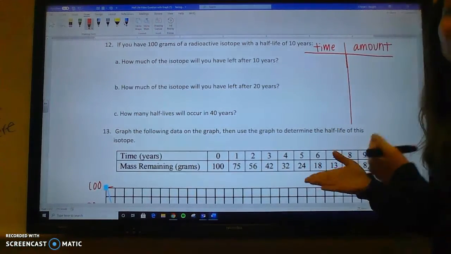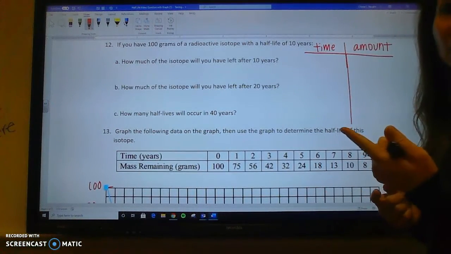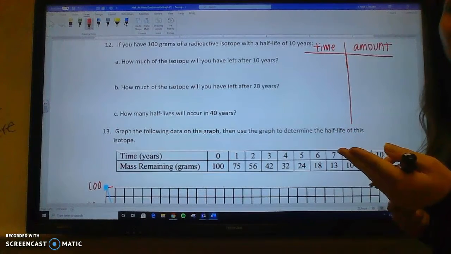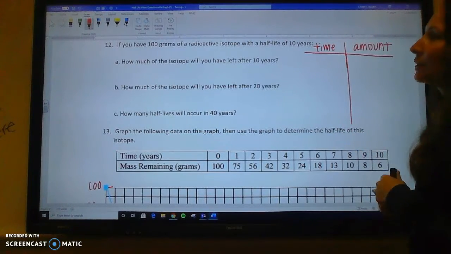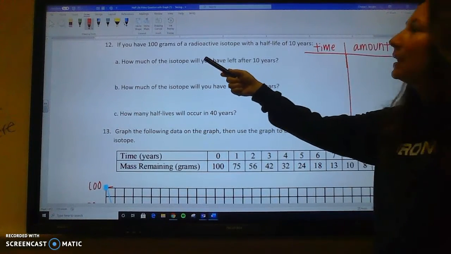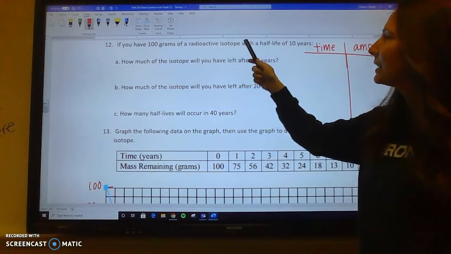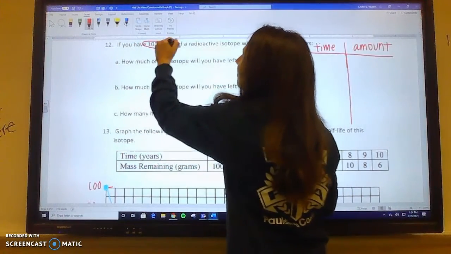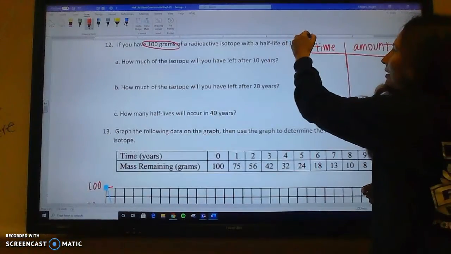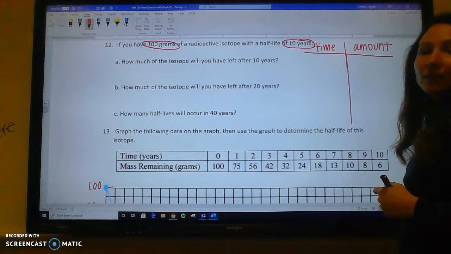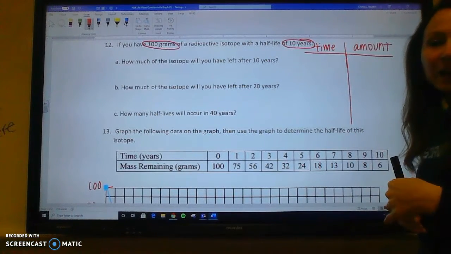In the problem, we can read and find out what our starting amount is and what the amount of time is for a half-life. So if we look at number 12, it says if you have 100 grams of a radioactive isotope, this is our starting amount, and it has a half-life of this much time, then we use that to set up our table.